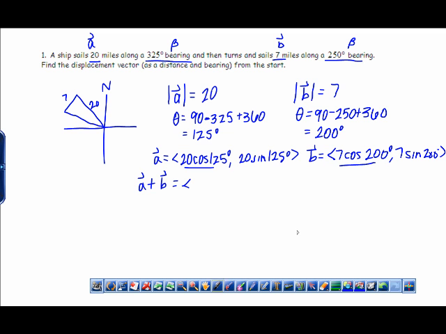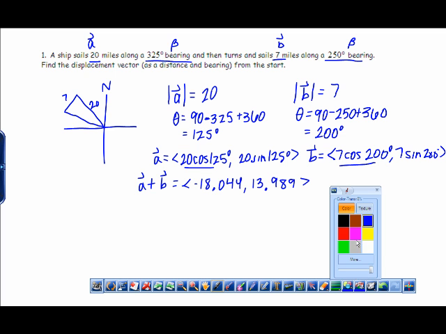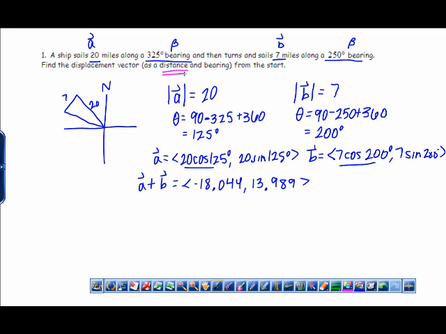So let's record what we've got so far. We've got negative 18.044 for the horizontal component, and the vertical component is 13.989. Okay, that is the resultant vector. What they're really asking us for, though, is the distance. And the distance here would be the magnitude. So I want to find the magnitude of this resultant vector.